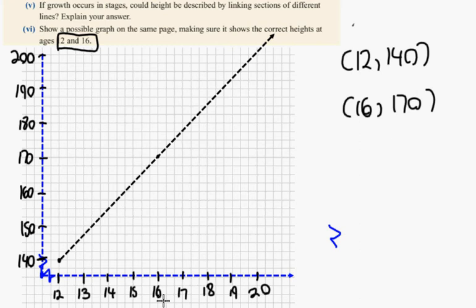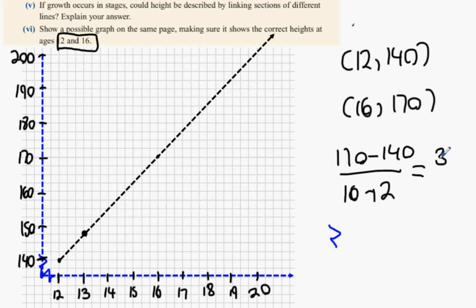What happens every year? So, he's at 12, 140. What about 13? Actually, guys, just get the slope of it. Let's get the slope. 170 minus 140 over 16 take away 12 is, what's it, 30 over 4, 7.5. Every year you grow 7.5 centimeters. So when you're 13, you're going to be 147.5. Let's take that away.